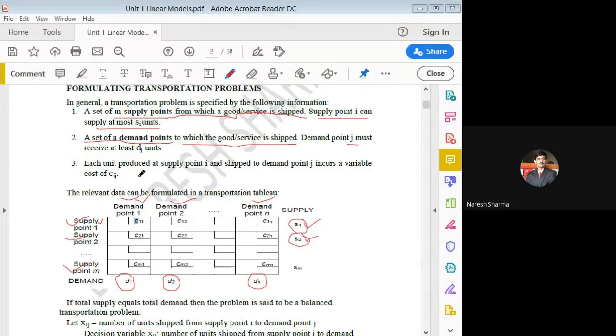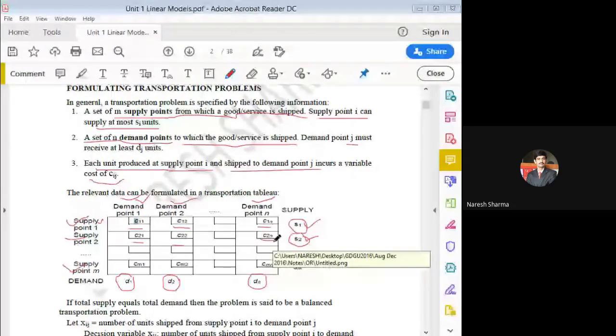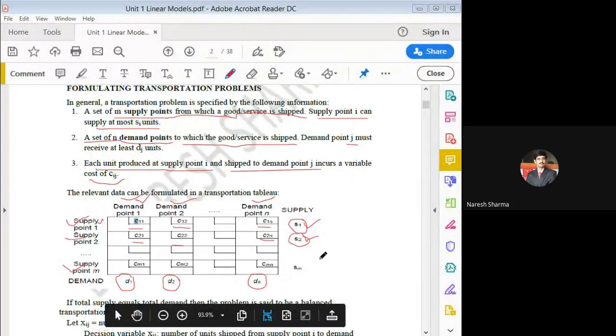Also, the third thing we require is that each unit produced at supply point I and shipped to demand point J incurs some particular cost. If you send product from supply point 1 to demand point 1, then the cost is called C11. If we supply from point 1 to demand point 2, its cost is C12, and similarly C1n. Similarly, we have different costs if we supply a particular number of units from one supply point, or you say factory, to your warehouse.